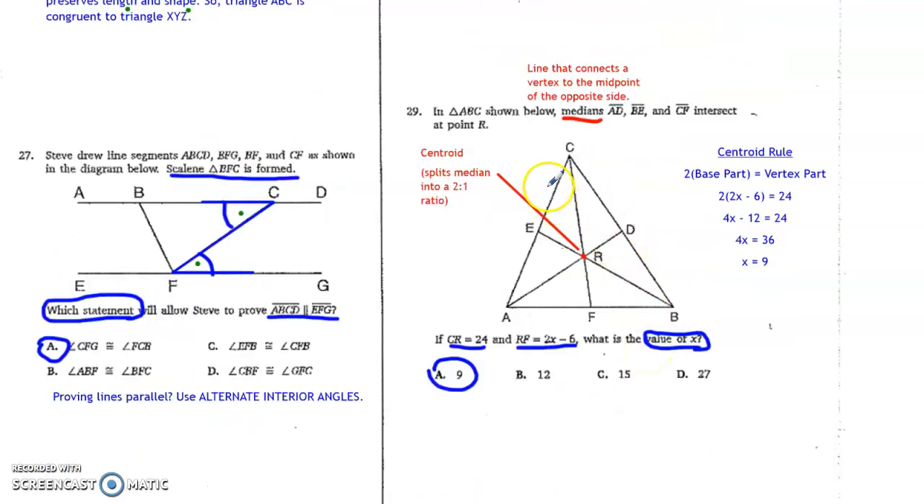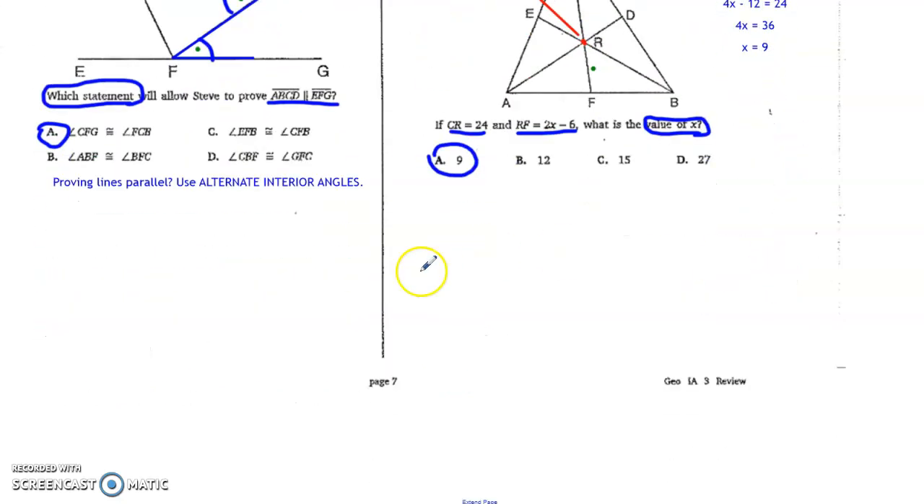For question 29, it talks about medians. Medians are lines that connect vertex to midpoint of the opposite side. And a centroid is the point where all the medians intersect, and it splits the medians into a 2-to-1 ratio. So this part is going to be 2, and this part is going to be 1. The centroid rule says that 2 times the base part is equal to the vertex part, because you can see the base part is half as big as the vertex part. We set up the equation and solve. It's not a big deal because you know algebra, because you're super smart.